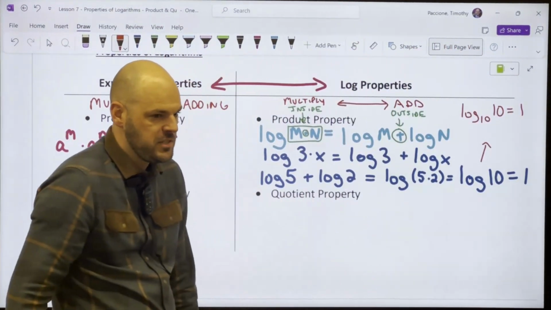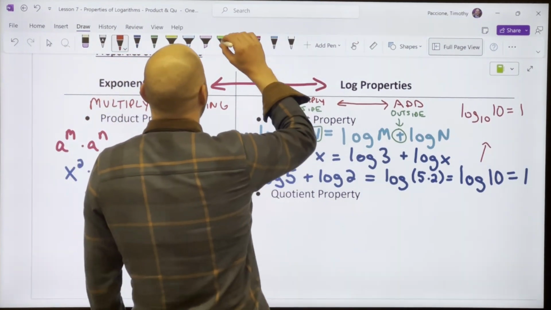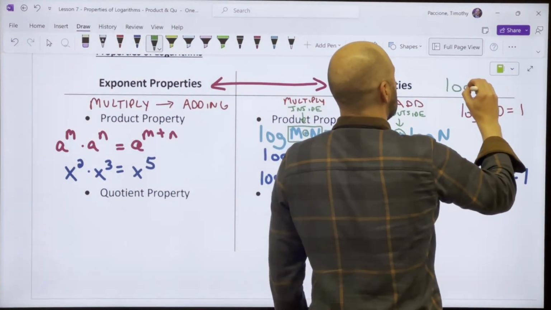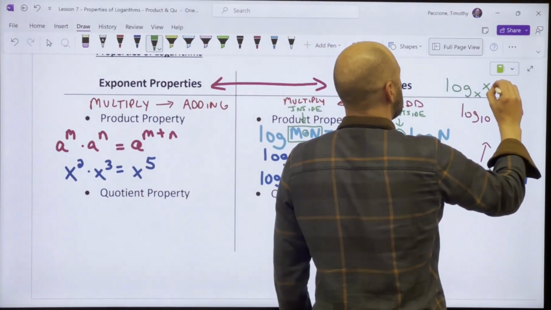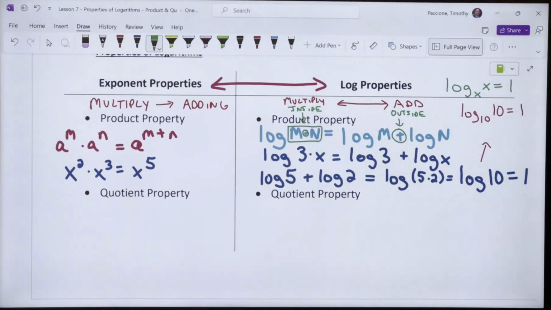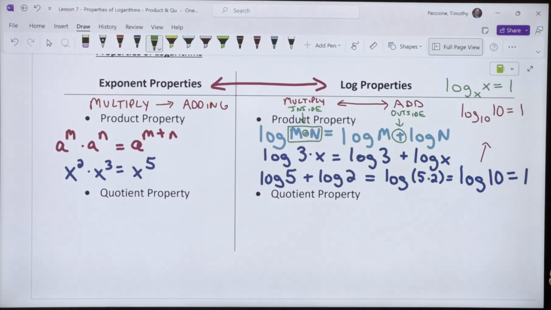So we've kind of discovered something here, right? If you have log base x of x, it equals 1. If your base and your answer are the same thing, that's 1. The only way to have this be the case is if it's x to the 1 is x. Right? Does that make sense? Good.